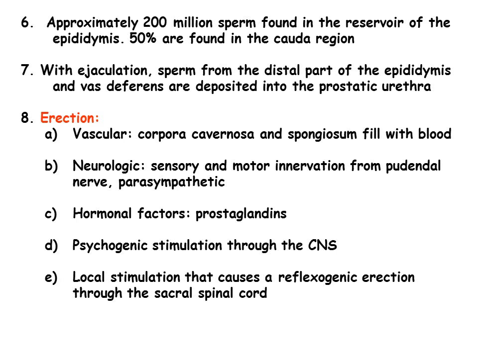With ejaculation, of course, the sperm from the distal part of the epididymis and the vas deferens are deposited in the prostatic urethra. Now, for erection, vascular supply is very important, and all three of the channels, the corpora cavernosa and the spongiosum, will fill with blood. This is definitely important with parasympathetic stimulation, but also sensory and motor innervation. Hormonal factors such as prostaglandins could contribute, as well, of course, as psychogenic stimulation through the central nervous system. And there is also local stimulation through the sacral spinal cord.